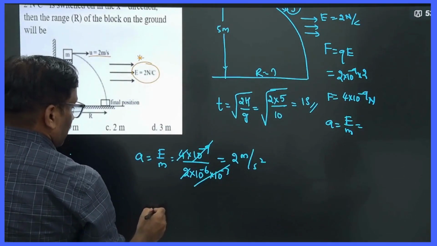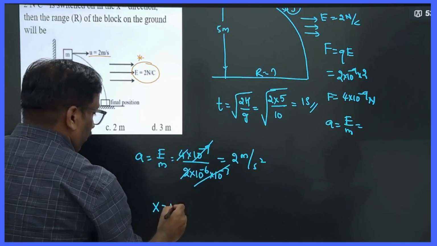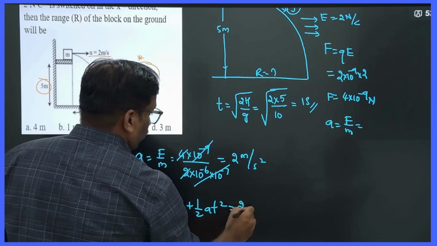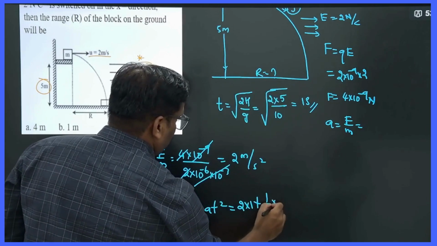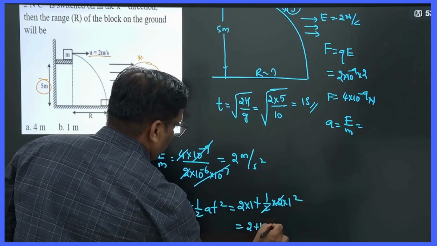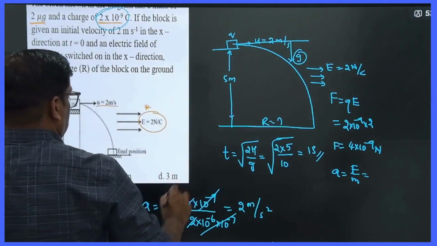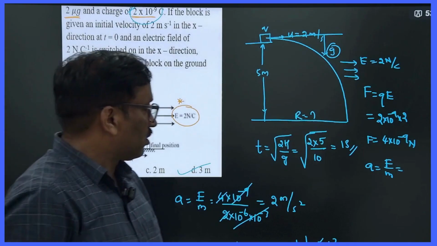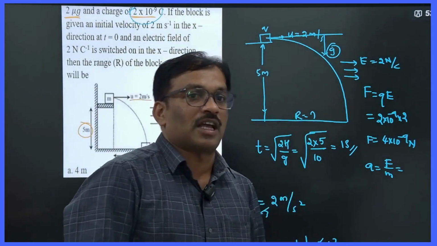Therefore the horizontal distance x is equal to, since initial speed is there and acceleration is also there, ut plus half at square. u is 2 meters per second, and the time it acts is 1 second. So plus 1 by 2 into 2 into 1 square. The 2s cancel here, so 2 plus 1, therefore 3 meters. Right, students? The answer is 3 meters. Clear, students? Always don't depend upon the formulas only. You have to understand as per the situation.